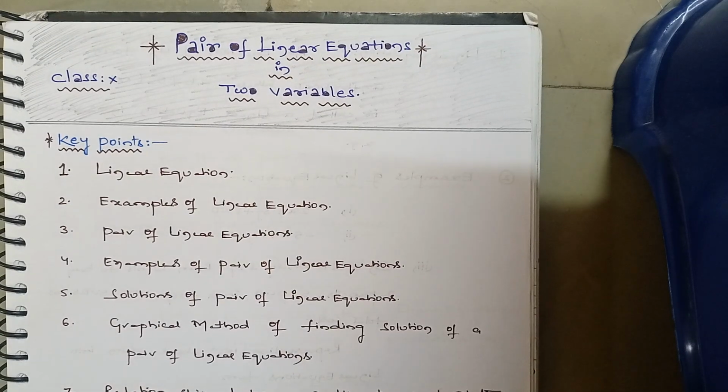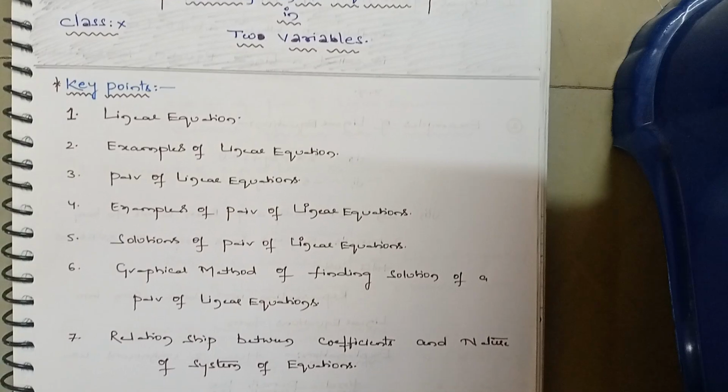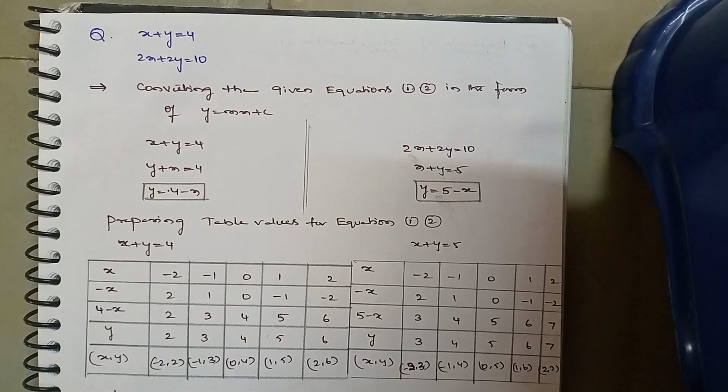Today in this video we are going to cover the topic pair of linear equations in two variables, key points. In the previous video we discussed intersecting lines on a graph. Today we are going to discuss how to represent parallel lines on the graph paper. Okay, let's start.